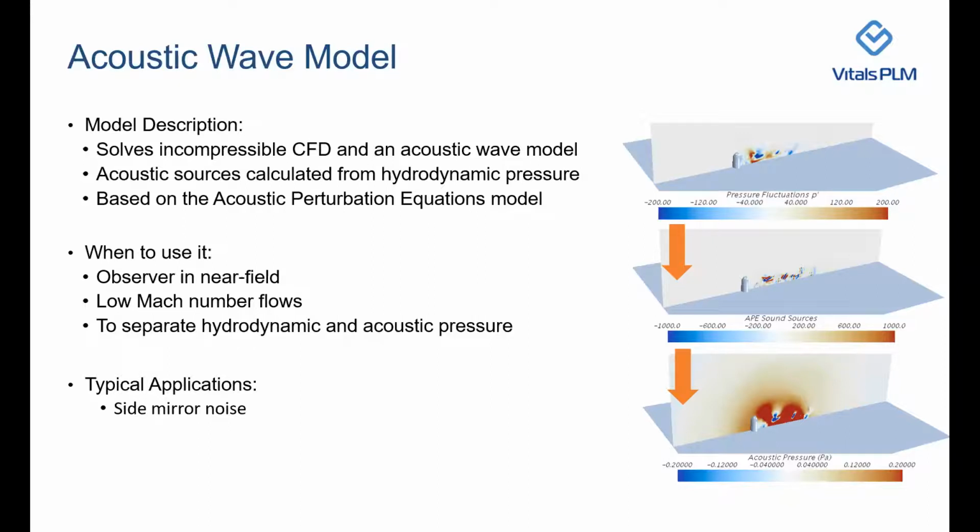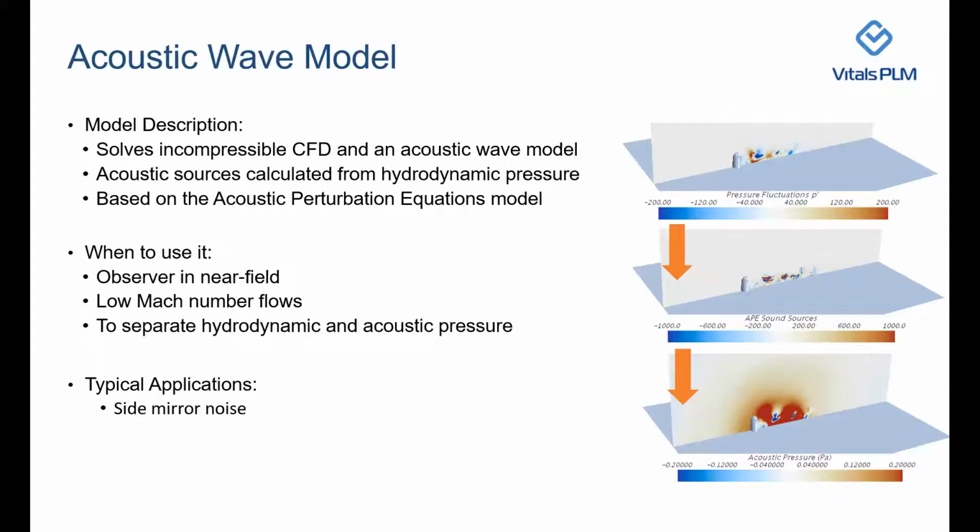Because if the flow is at a high Mach number, the compressible effects are not negligible, and that's a limitation of this model, which can only be applicable for low Mach number flows where the compressible effects are not significant. And sometimes it is desirable to see the separation between the hydrodynamic part and the acoustic part of the problem. Then this acoustic wave model approach is a suitable approach.